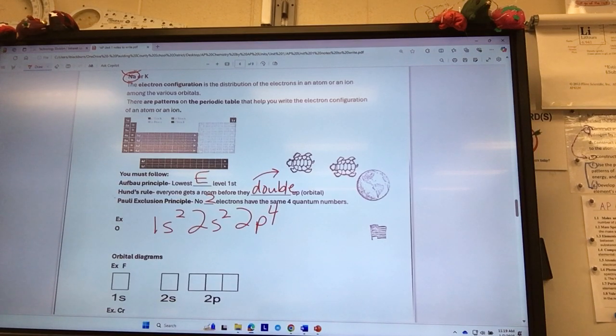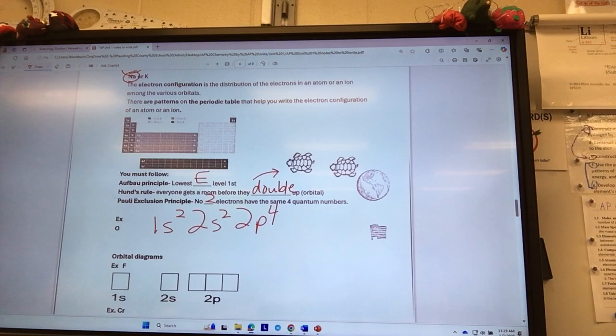5s2. 4d10. 5p6. 6s2. And this little LA is telling you go down here next. 4f14. Now it says LU to tell you go back up here. So now it's 5d, 1, 2, 3, 4, 5, 6, 7, 8, 9. Now that's a lot to write down.